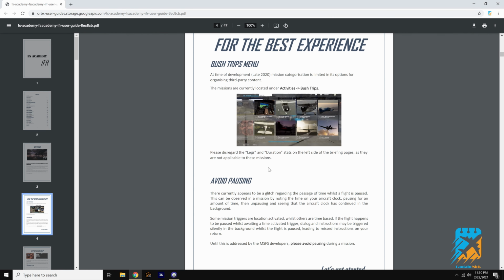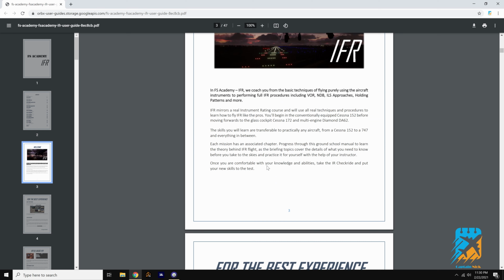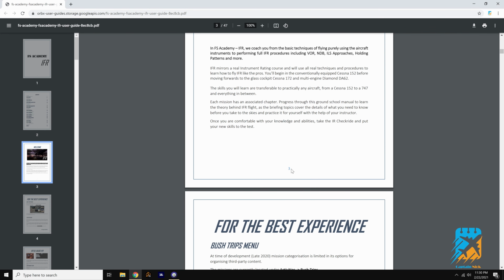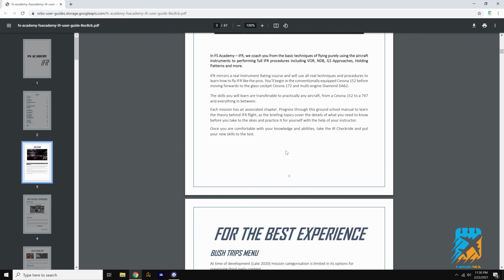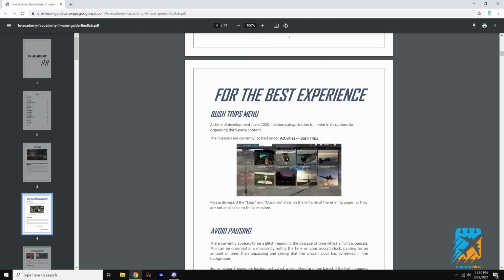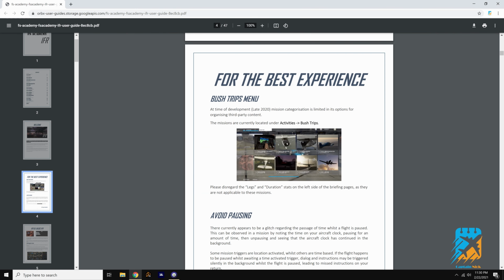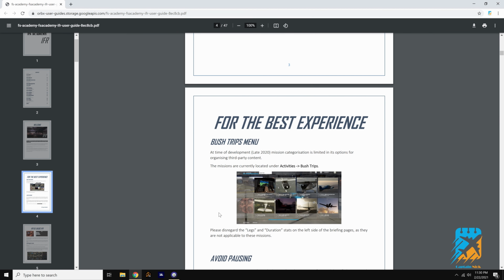If you go through the manual, the primer, the lesson book, you'll see it talks about some of the details. Avoid pausing, obviously, because some of the triggers on here are time-based and location-based.